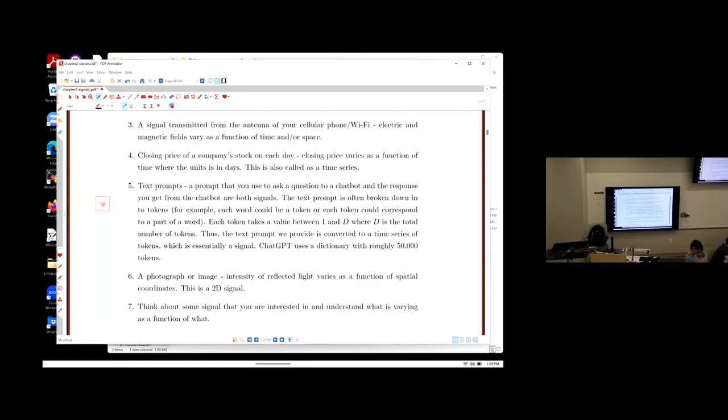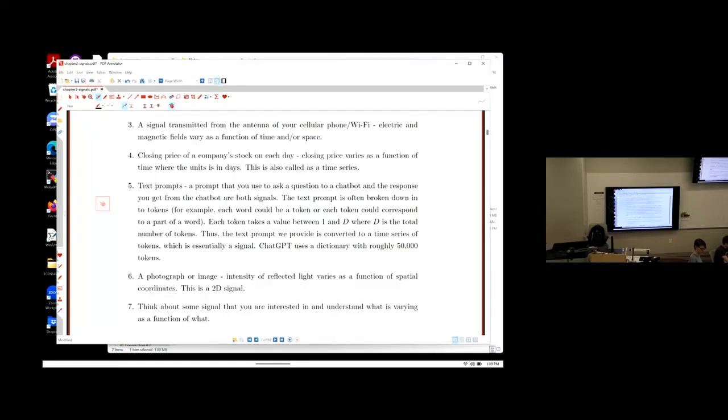But think about the prompt as a sequence of tokens. That's actually a discrete time signal, right? Because you have token number and then there is a value for the token at each time. And this is actually what's fed into this giant model that ChatGPT uses. And in fact, we'll think about ChatGPT as a system when we talk about systems later on.